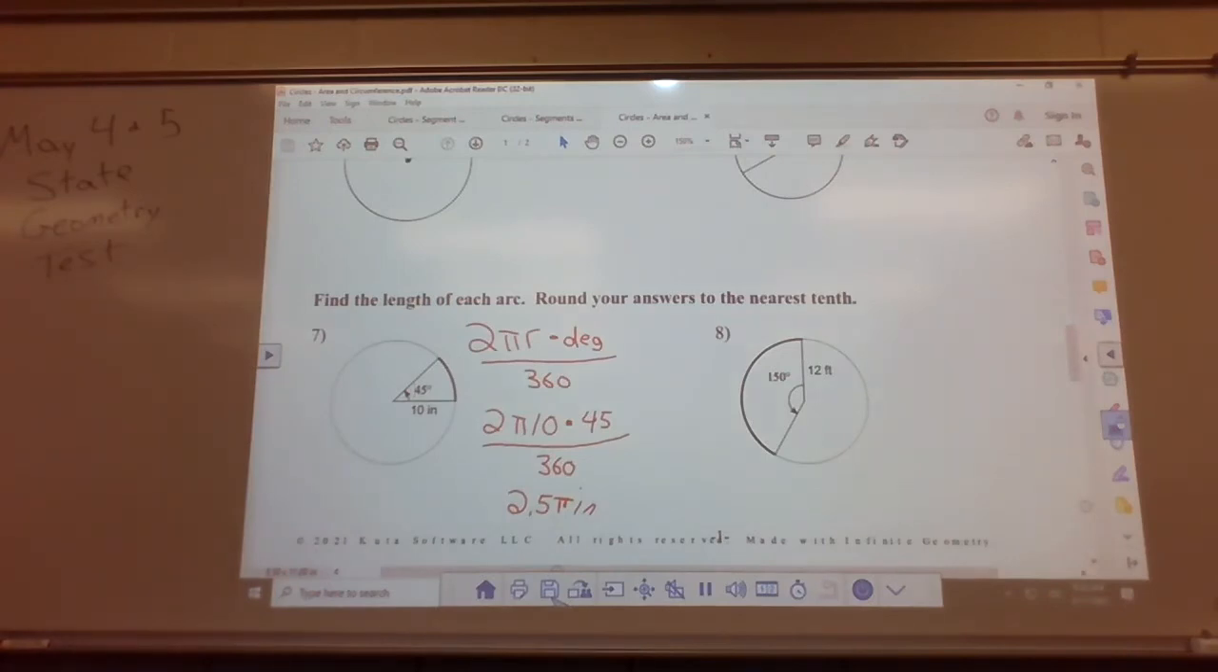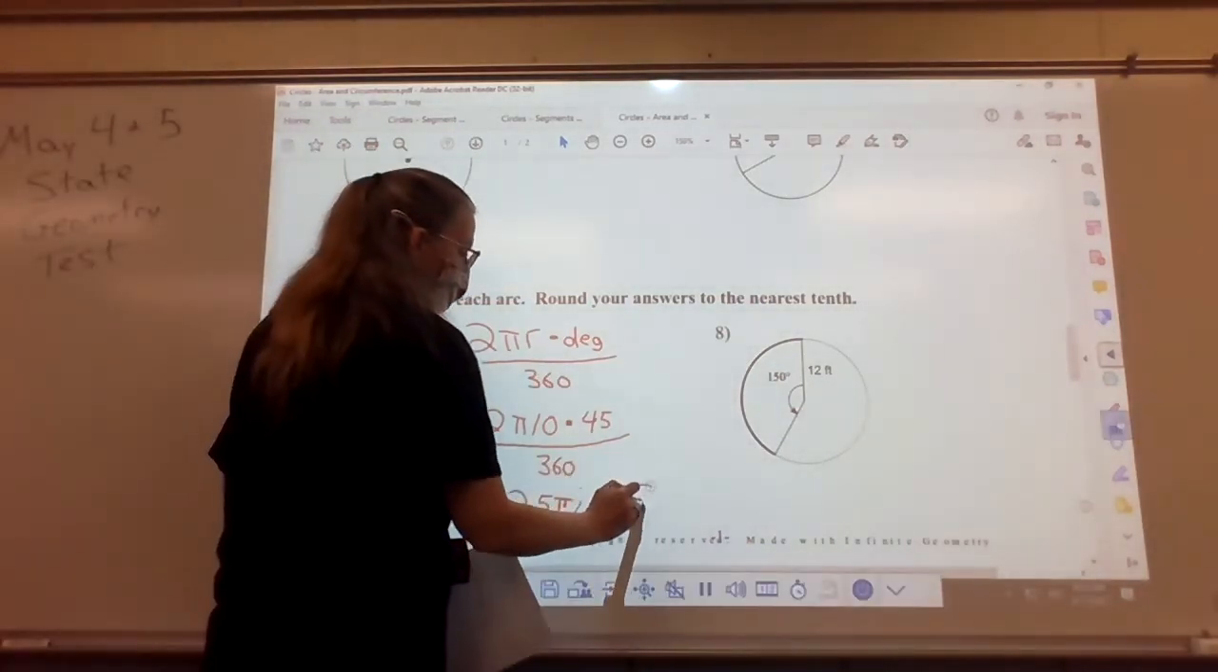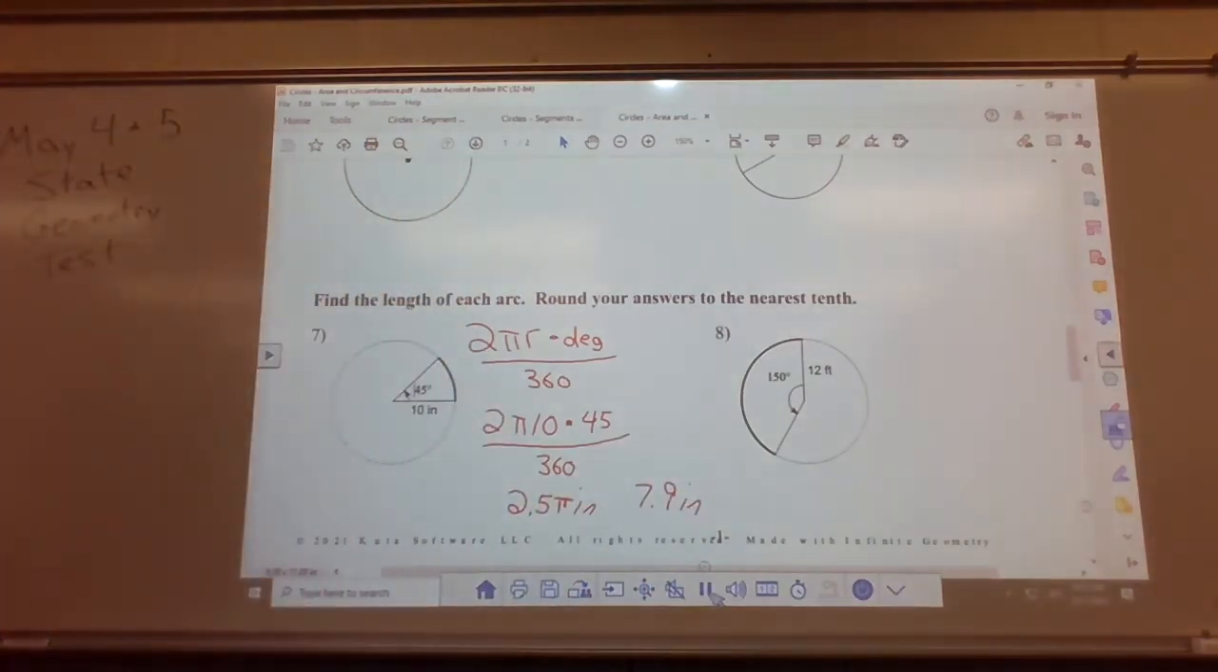Now on a state test, instead of 2.5, they might put 5 over 2. 5 over 2 is the same as 2.5. And again, we're going to multiply it out. So times pi. 7.85 says 7.9 inches. So 7.9 inches.